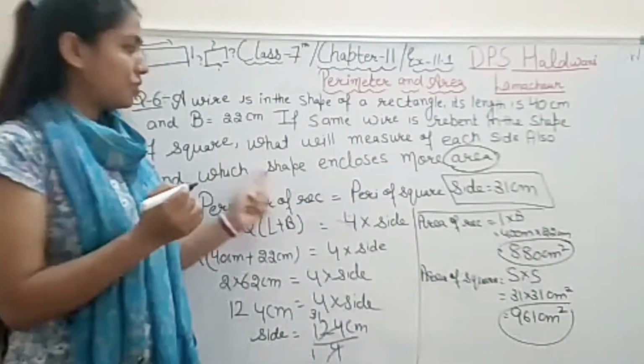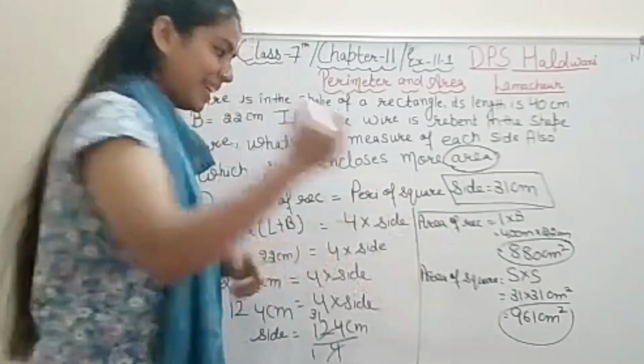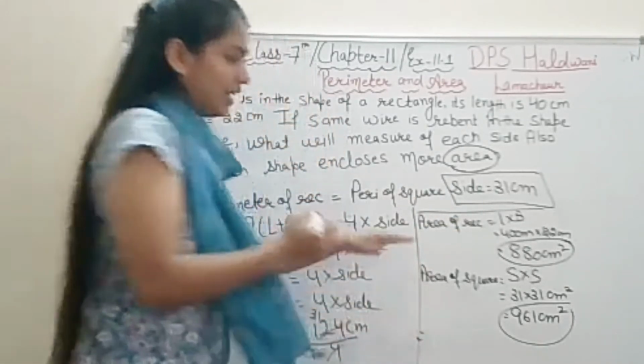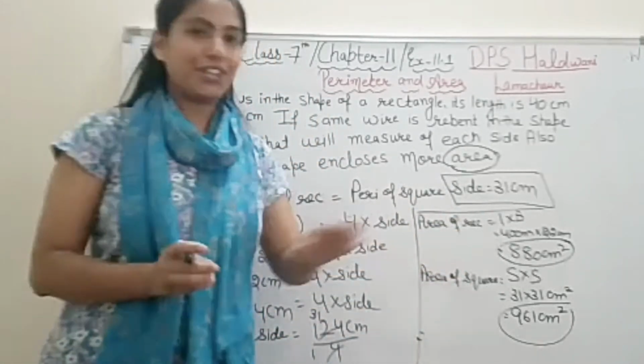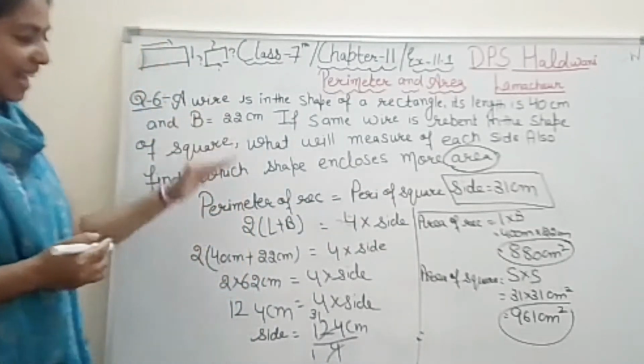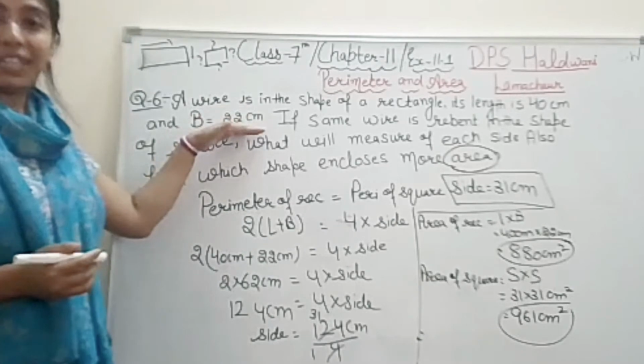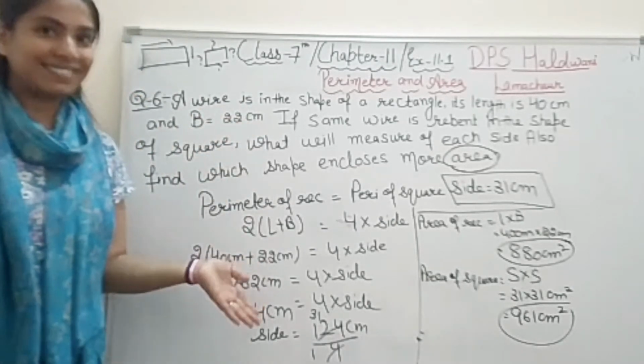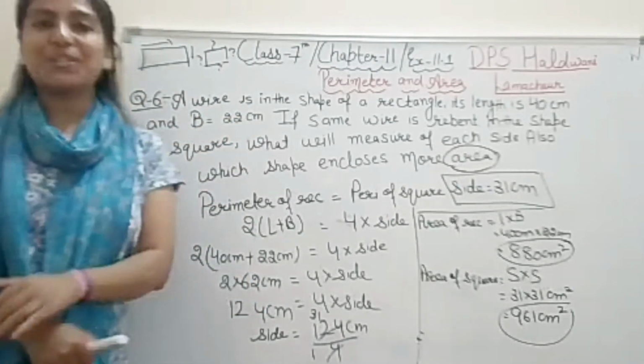Question is, which shape encloses more area? We will write it last. Therefore, the area of square has more area than the area of rectangle. That's it, student. It is just a calculation. It seems very difficult, but it's not. Okay, so this is all about question number 6.